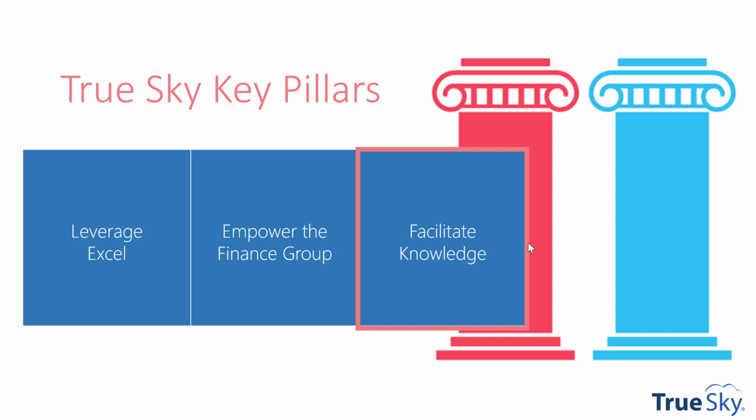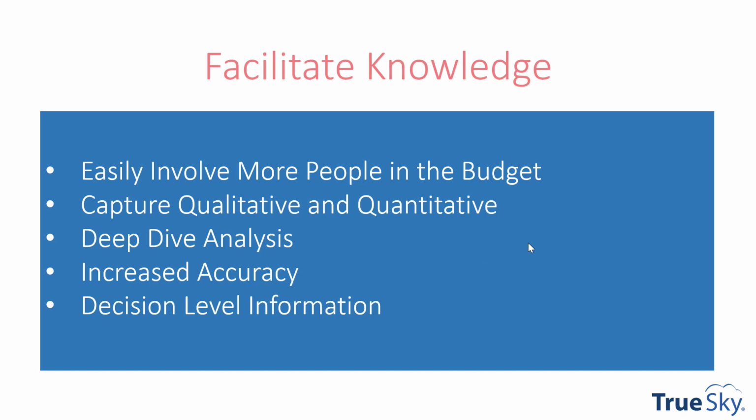The third and final key pillar is facilitating knowledge. With TrueSky, you can very easily involve more people in the budget. Roll it out to more of your organization and people who know the budget best. And you can do this without increasing the administrative effort. We allow you to capture both qualitative and quantitative information, give you tools to do deep dive analysis. You can really get right into the information in GP and see how your budget comes to be with more accuracy and ultimately decision level information to drive that business forward.